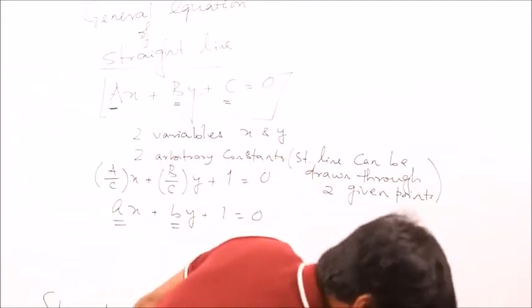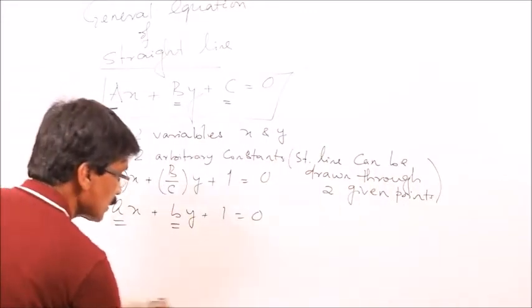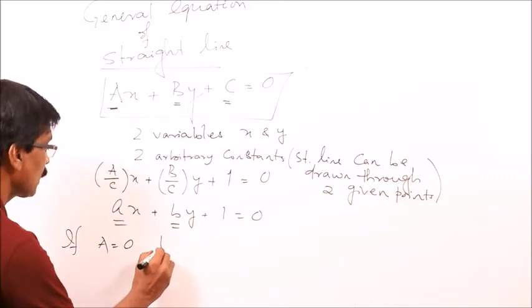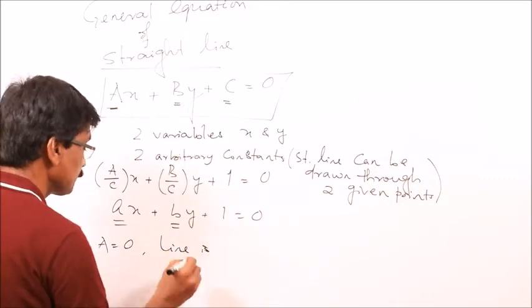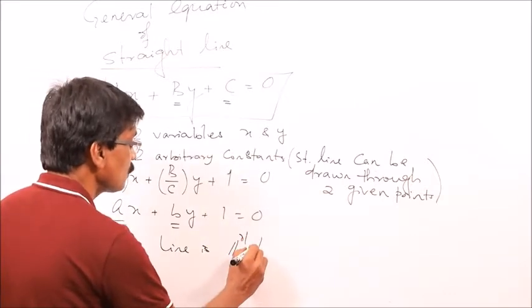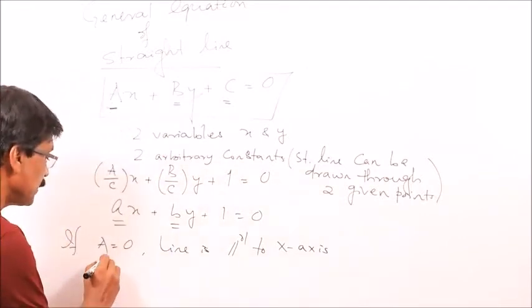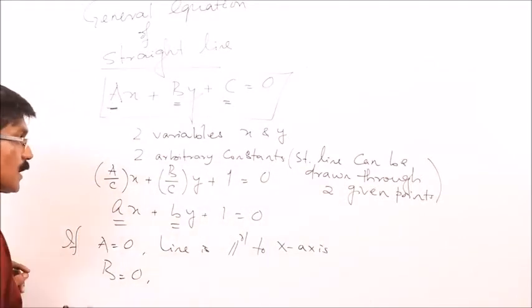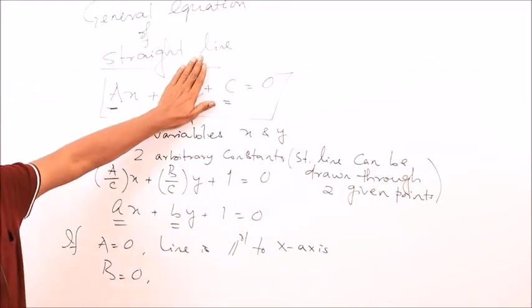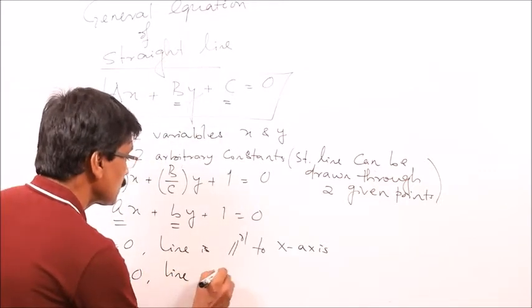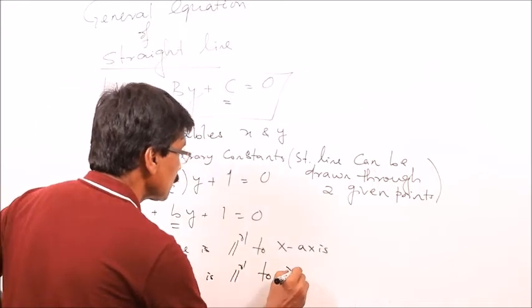Now the next question is, out of these three constants a, b and c, if a is equal to 0, then the line is parallel to x axis. If b is equal to 0, b is equal to 0 means only the x variable, so the line is parallel to y axis.